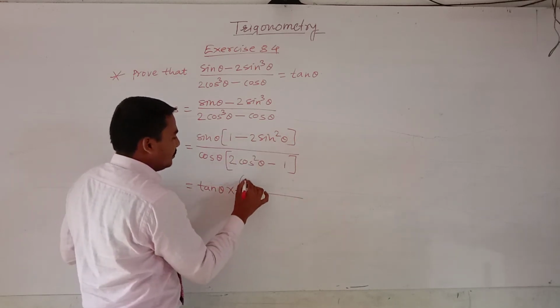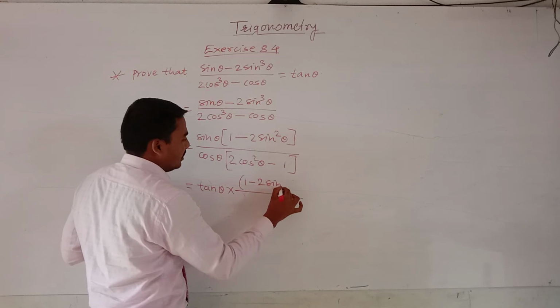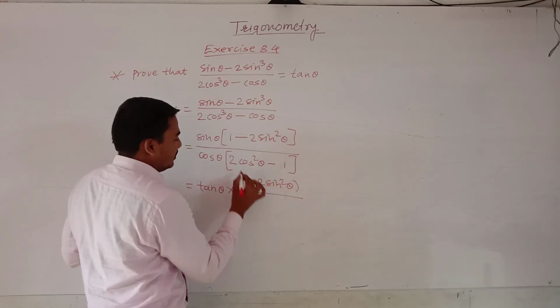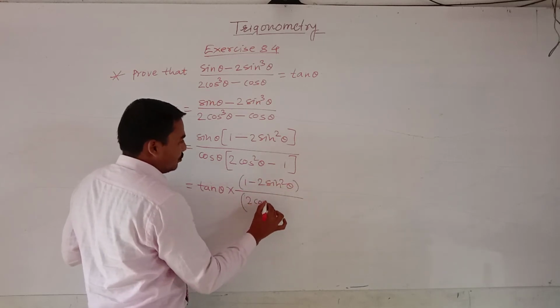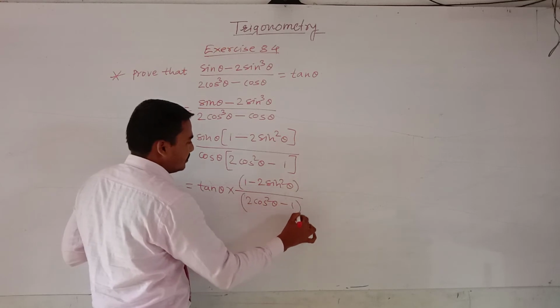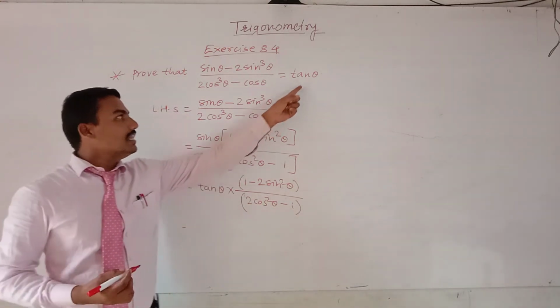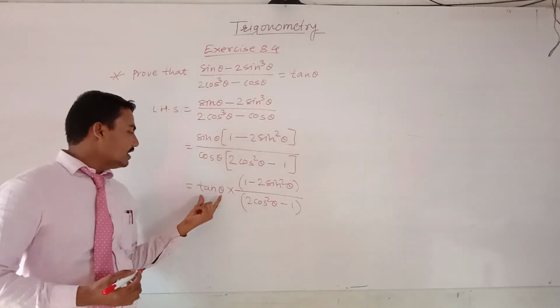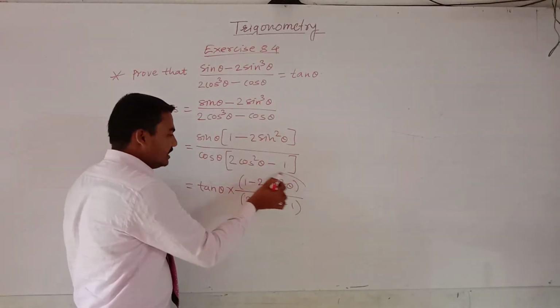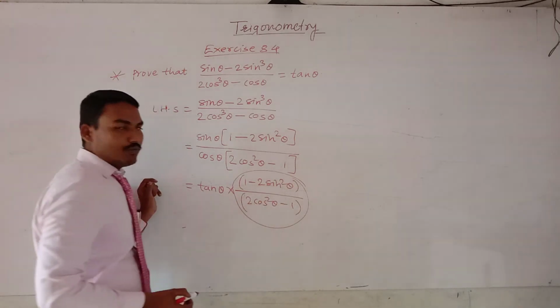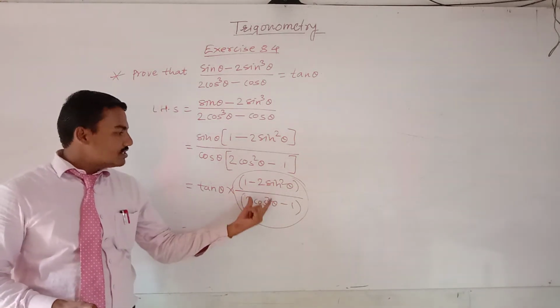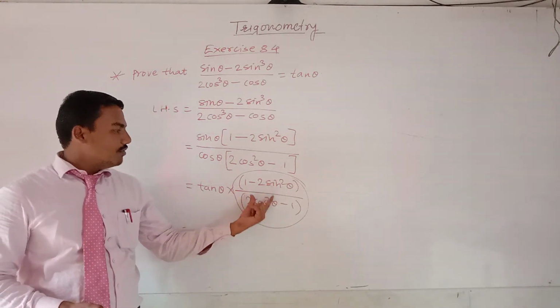Now here we have 1 minus 2 sin square theta and 2 cos square theta minus 1. Okay, and I want only tan theta. So these two values I want to remove. So what do we have to do here?